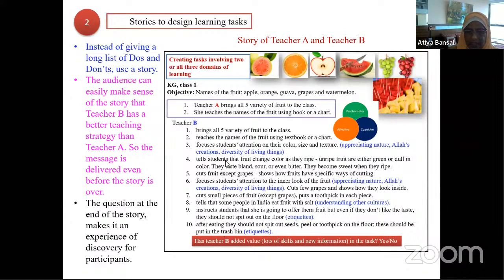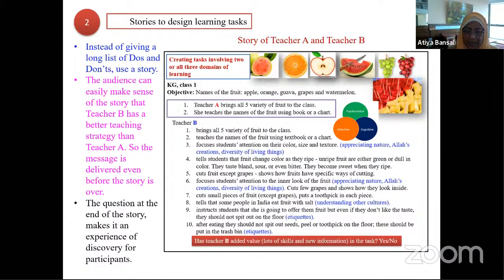The advantage is that by the time I completed all these 10 points, the listener had already understood whose teaching is better, whose pedagogy is better. And I didn't have to say it even before I asked the question. They know it. Yet I will ask the question, and I did. Has teacher B added value, like lots of skills or new information in the task? Yes or no? And you gave me a response.